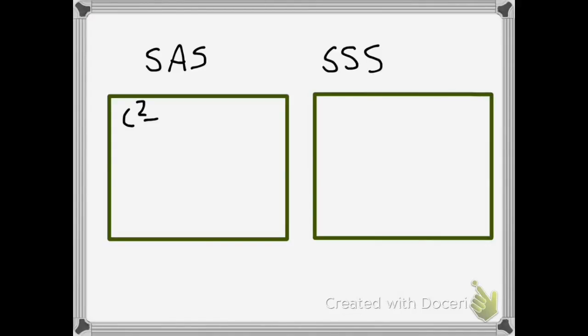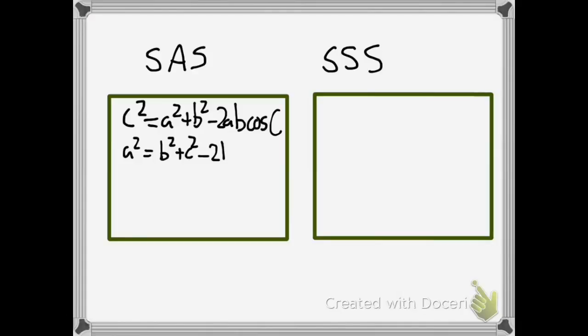C squared equals A squared plus B squared minus 2AB cos C. For A, it is A squared equals B squared plus C squared minus 2BC cosine A. Then for B, it will be B squared equals A squared plus C squared minus 2AC cosine B.